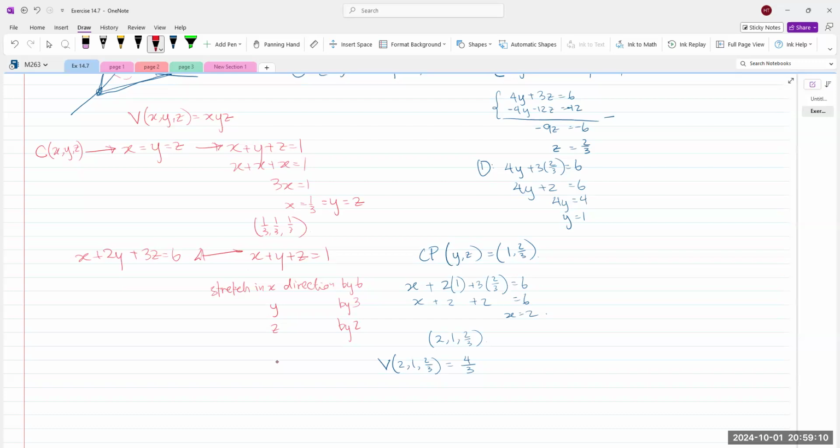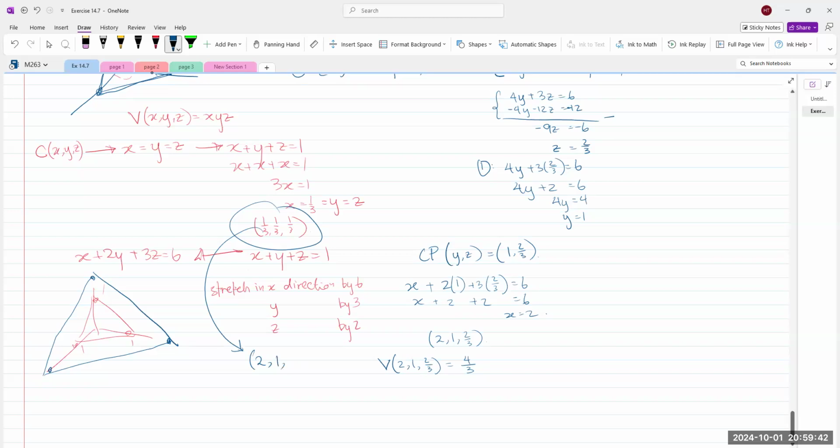Think about this. Originally it's 1, 1, 1, right? You stretch that to be 6, 3, 2. Now what happens with this coordinate? If you stretch in the x direction by 6, you get 2. In the y direction by 3, you get 1. In the z direction by 2, you get 2/3. That's the same answer.